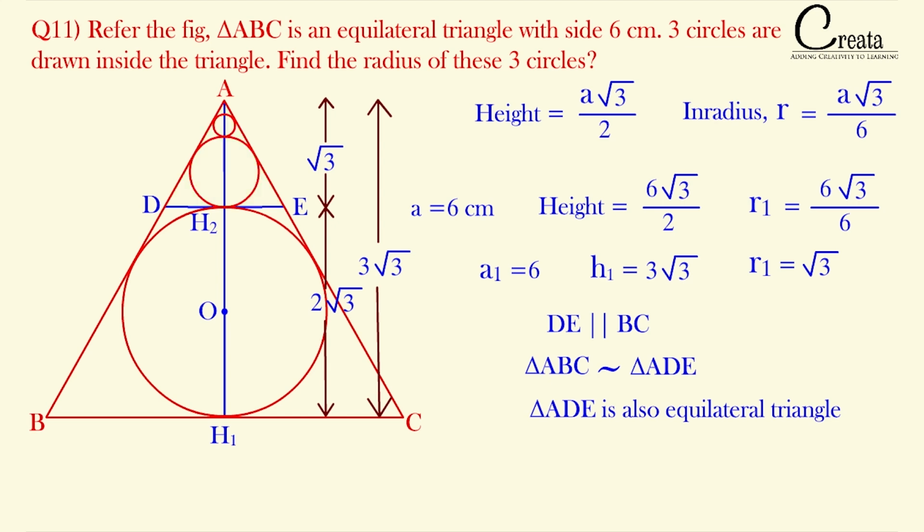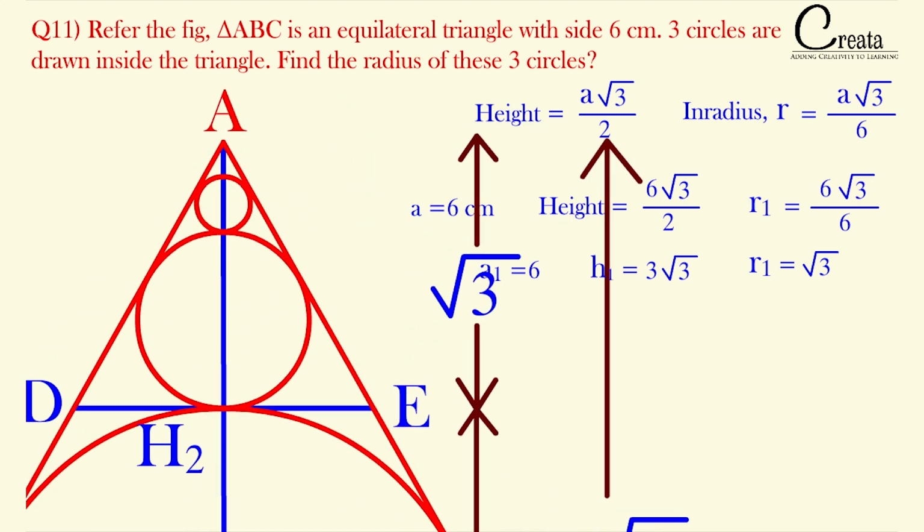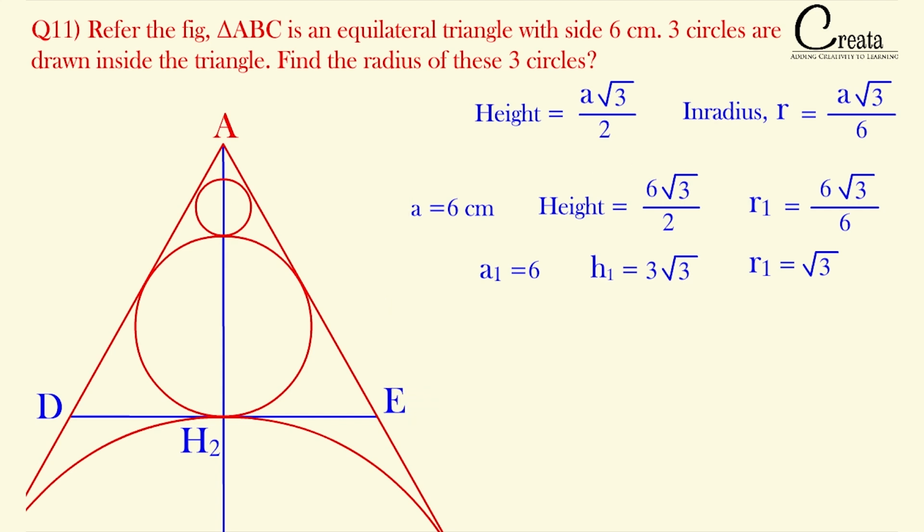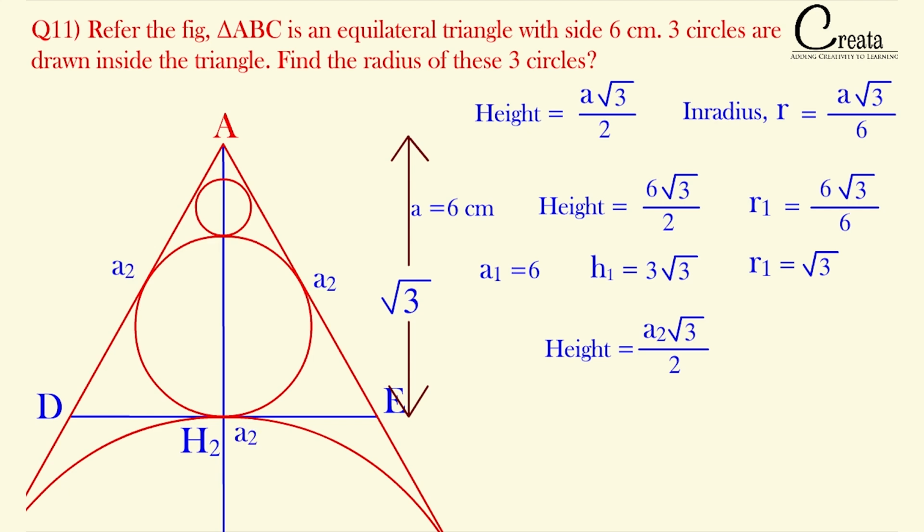Moving further, if we take only this triangle ADE, here AH2, that is the height of this triangle, is √3. The same we have just calculated. And we know the height of an equilateral triangle is a√3/2, where a is the side of the triangle. For this triangle, we will denote the side as A2. All the three sides will be equal to A2. Further, on putting the value and solving, we got A2, that is the side of the equilateral triangle ADE, as 2 cm. We got the side of this equilateral triangle.